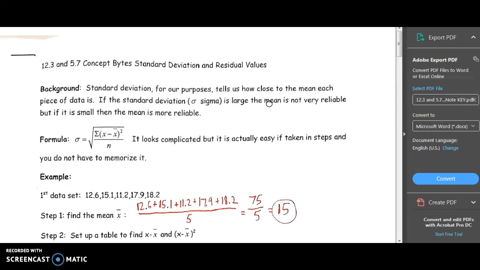If that standard deviation is large, it means the mean is not very reliable, but if it's small, it means our mean is more reliable and it's a better fit for our data set.